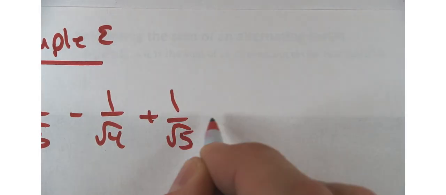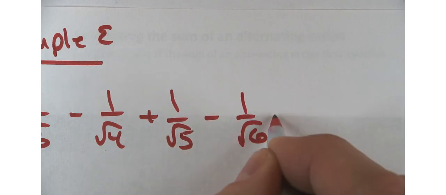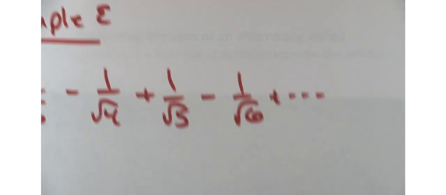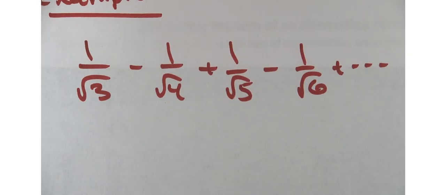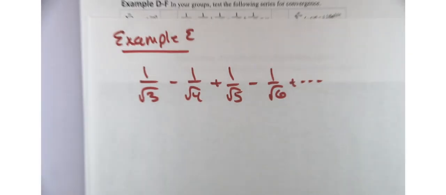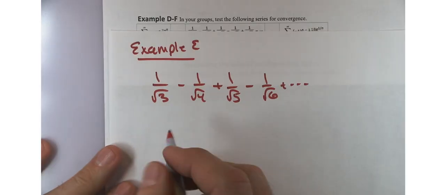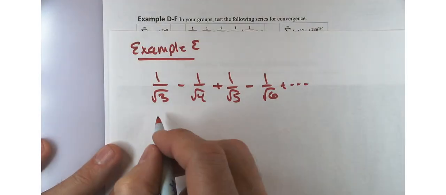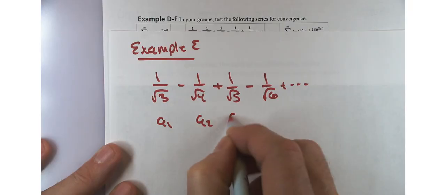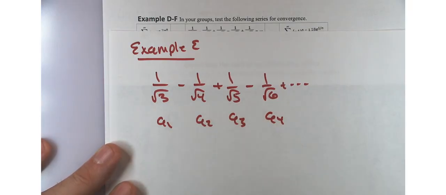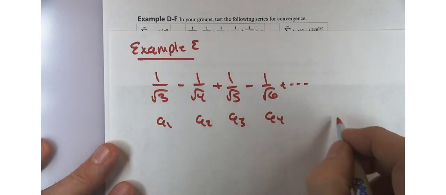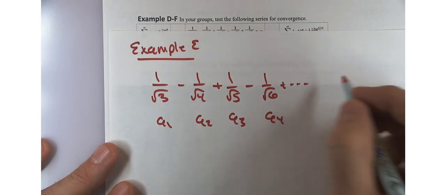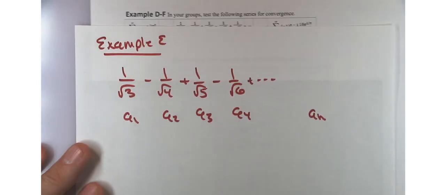So we've got 1 over the square root of 3 minus 1 over the square root of 4 plus 1 over the square root of 5, etc. First thing we need to do is probably find a general term for this series. So what would the general term be? This is our a sub 1, a sub 2, a sub 3, a sub 4. I want a sub n. What's that general term going to look like?